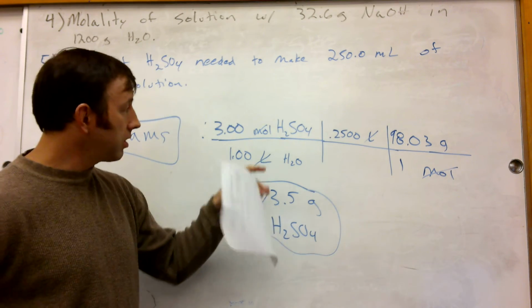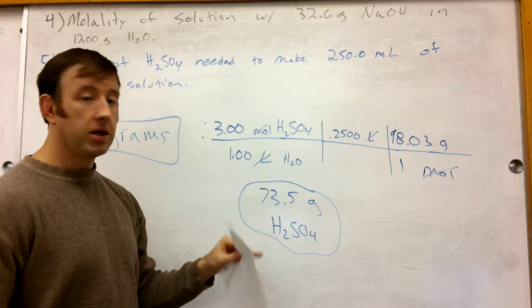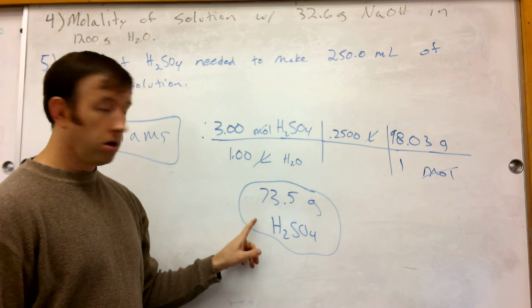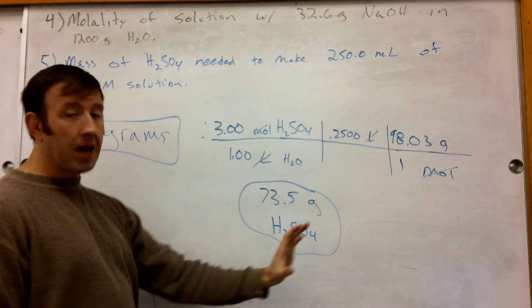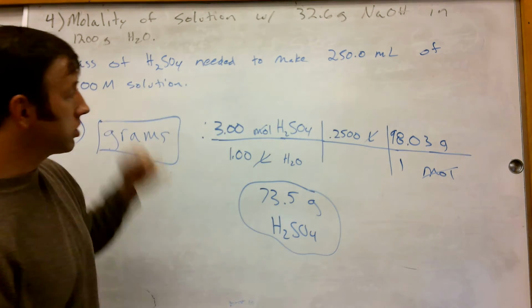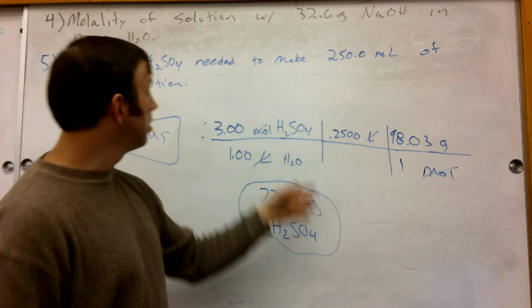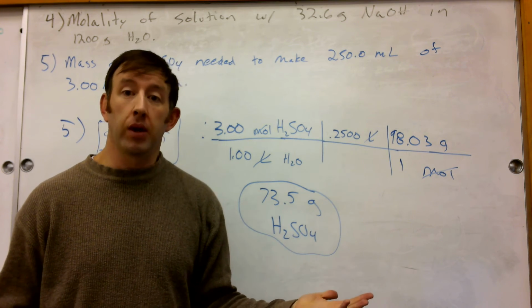So to make 250 milliliters of a 3 molar solution, I need to dissolve 73.5 grams into 250 milliliters of water. All right, so if I was to describe to you how to make 250 milliliters of a 3 molar solution, I'd say dissolve 73.5 grams of sulfuric acid into 250 milliliters of water. There we go. Boom.